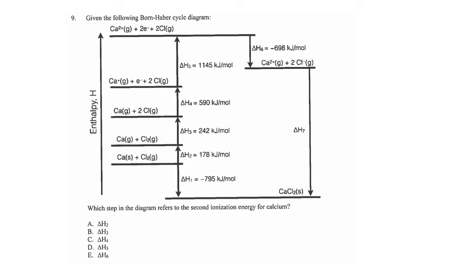Then looking at this diagram here, which step in the diagram refers to the second ionization energy of calcium? The second ionization energy of calcium would be this number right here. The first ionization of calcium is 590 kJ, the second is 1145, and that's delta H5. So we'll be looking at delta H5.